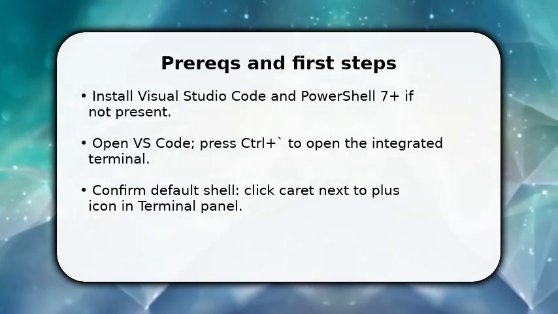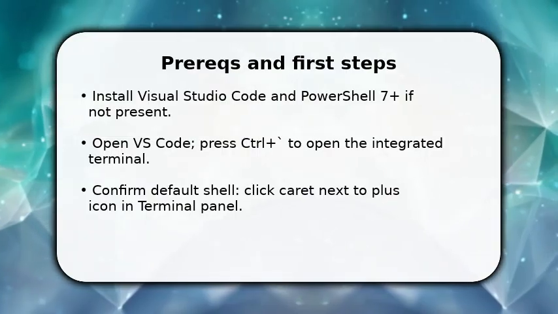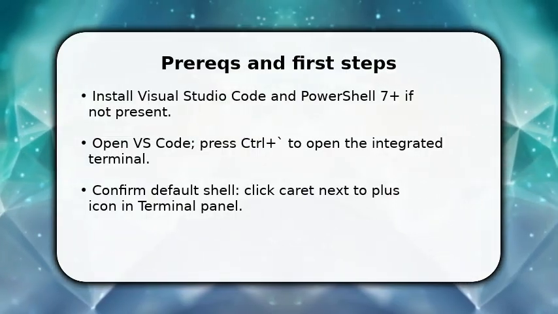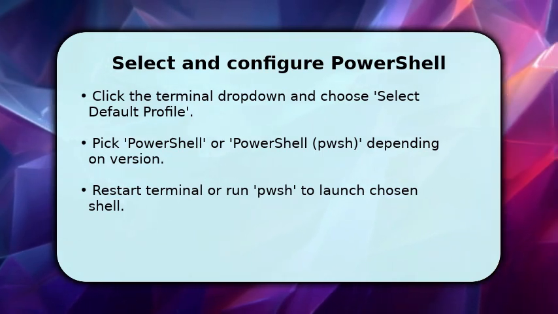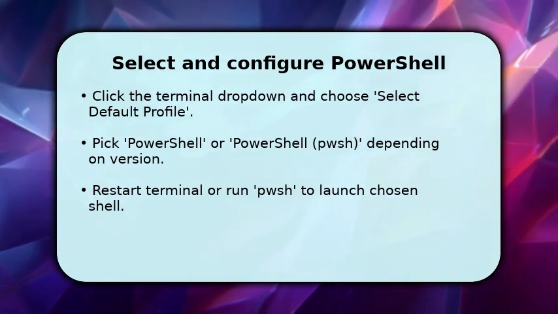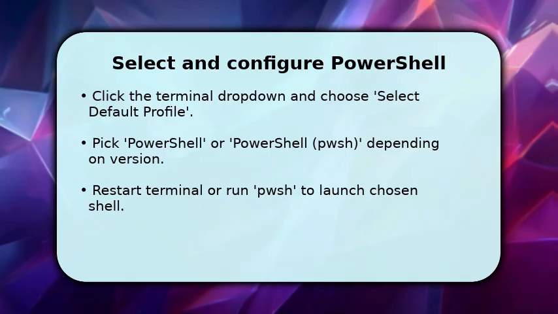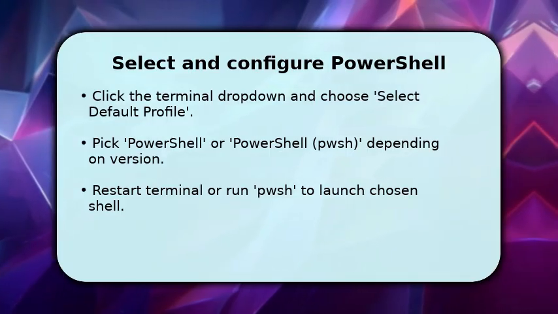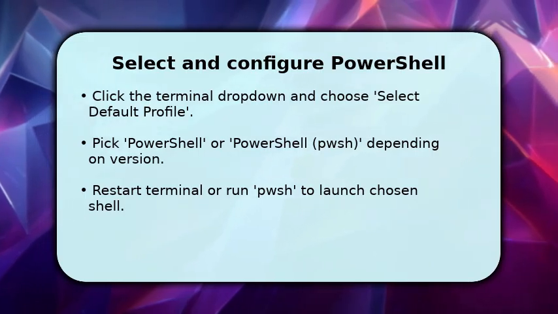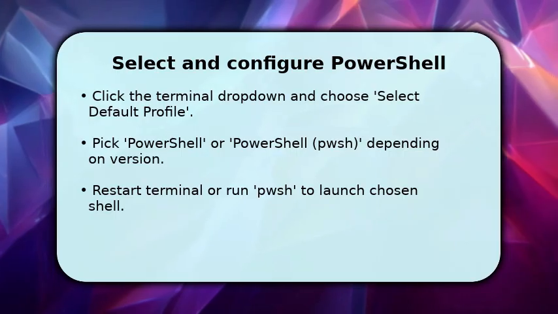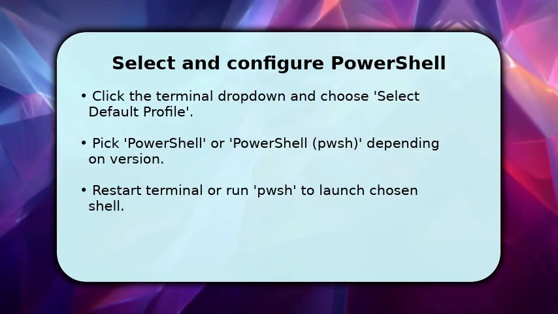Follow along and don't skip confirming the installed PowerShell version before changing shells. Next, set PowerShell as your default. Click the terminal drop-down, choose Select Default Profile and pick PowerShell or PowerShell pwsh, depending on what you installed. Once selected, close the terminal pane and reopen it so the change takes effect. Alternatively, type pwsh and press Enter to start it immediately.